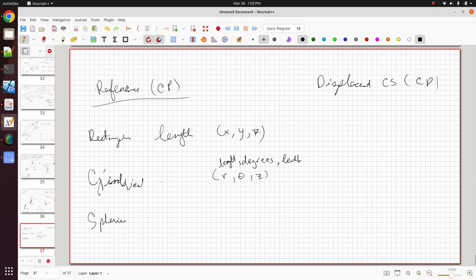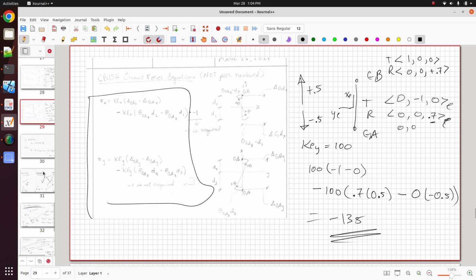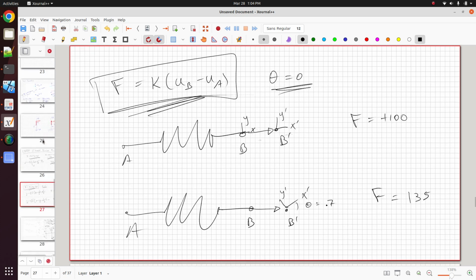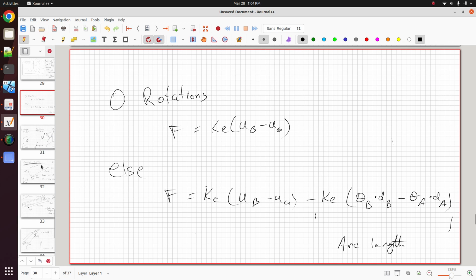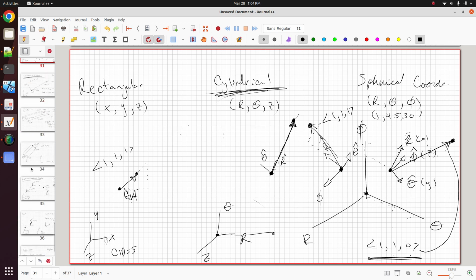Spherical. And let me look at the notes on spherical real quick. Here I'm just flipping through some notes I've done earlier today. Theta and phi.